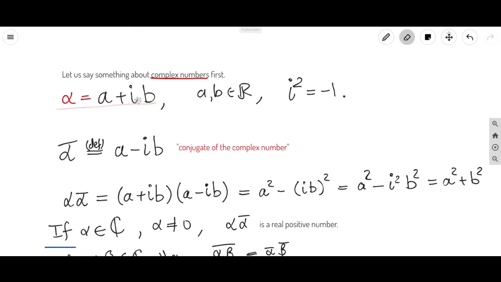If these two are the same number, then it means this b component is the same number. So b and negative b is the same thing. And the only real number which is equal to its negative is 0. And so b had to be 0, so it means the number had to be real to start with. So these are just some very basic facts about complex numbers.